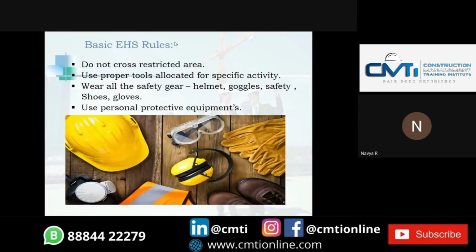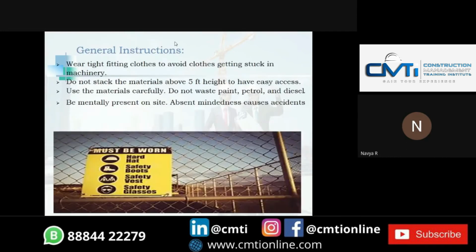So the basic EHS rules: do not cross restricted areas, use proper tools allocated for the specific activity, and helmets, goggles, safety shoes, gloves, and the use of PPE is required, and it's very important. And the general instructions will be: wear tight fitting clothes to avoid clothes getting stuck in machinery. Do not stack the materials above 5 feet to have easy access, and use the materials carefully. Do not waste paint, petrol, and diesel.